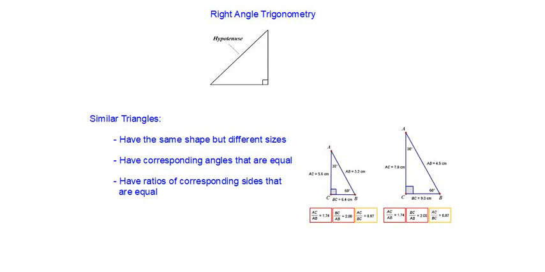In this video, we'll review some of the right angle trigonometry that you've seen before. So we'll start with a right angle triangle, a right triangle, meaning it has a 90-degree corner, or one of the angles is 90 degrees.